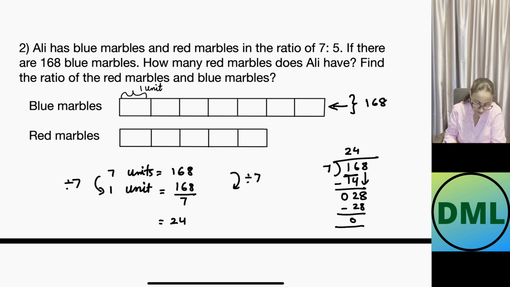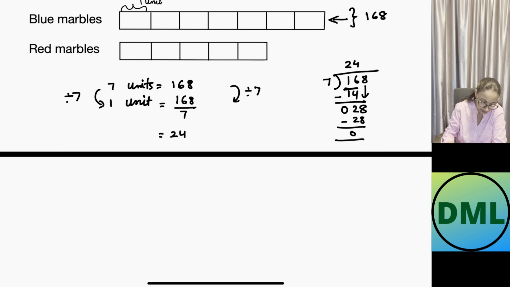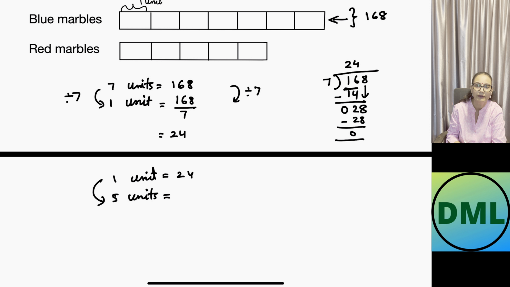In the question, he is asking us how many red marbles does Ali have. Ali has 1, 2, 3, 4, 5 units of red marbles. I have the answer for 1 unit is equal to 24. Can I calculate the answer for 5 units? Let's do it here. 1 unit is equal to 24. 5 units is equal to how much? How do you reach from 1 to 5? Multiplied by 5, right? The same operation you have to do here also, multiplied by 5. 24 times 5. We have to calculate it.